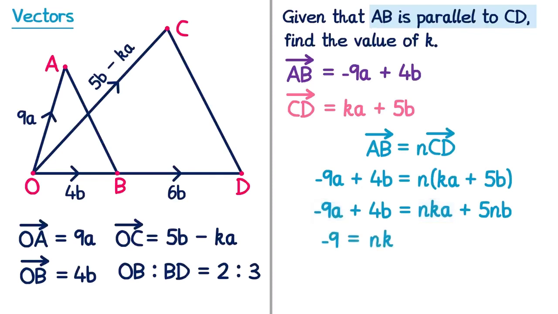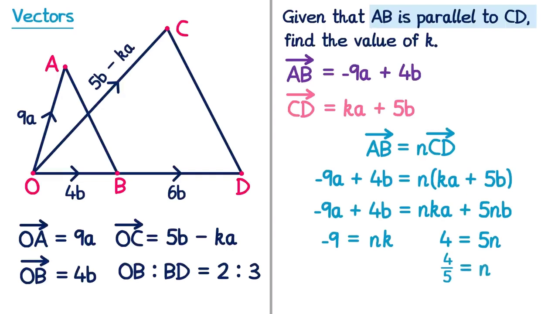We can do the same thing with the b's. On the left hand side we have 4b's, and on the right hand side 5nb's. So 4 must be the same as 5n. So we write that as an equation too. Now the equation on the right hand side can be solved really easily. If you divide both sides by 5, you end up with 4 over 5 equals n.